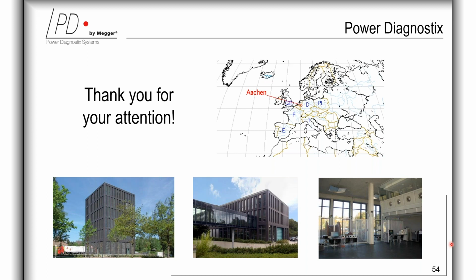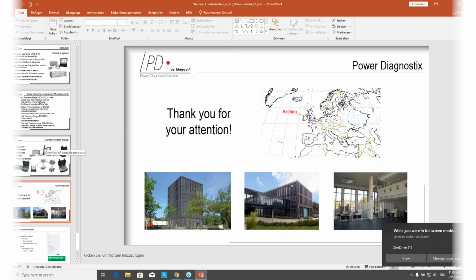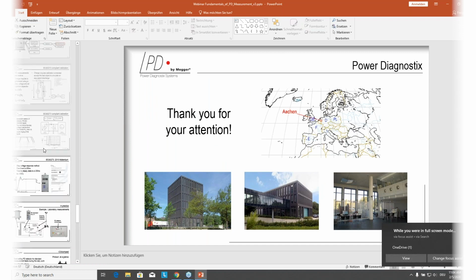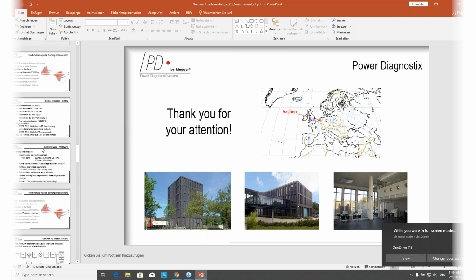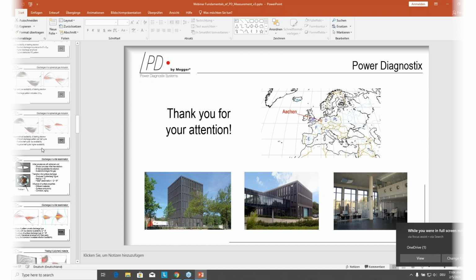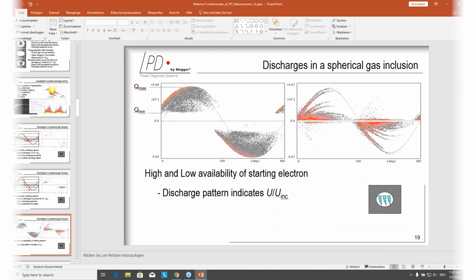So then the next question is on slide 19. Ceren, if you go to slide 19, maybe you can answer this question about the difference between high availability of electrons and low availability of electrons, and how that can be seen on a PRPD pattern.